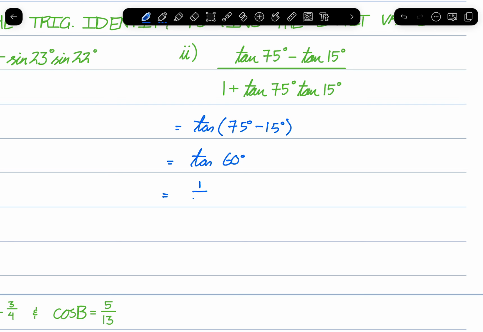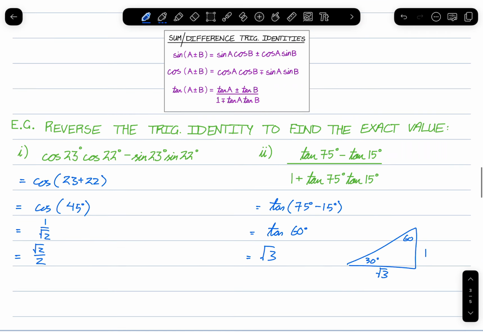1 on root 3. It should be 1 on root 3. Let me just double check by drawing it out again. Here's 60 here. Root 3, 30 is 1. Nope, sorry, my apologies. This should be just root 3. And there we have it.